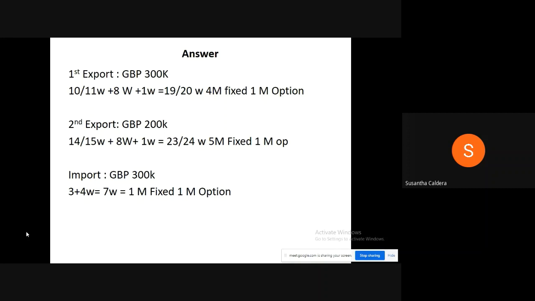That's also correct. Okay, now let's look at the rates. Dollar LKR at premium or discount? Premium. Then GBP dollars, all months, discount. All months discount. Right? Okay, fine. Then first export, 4 months fixed, 1 month option. US dollar LKR 113.80, 114.0, 115.20. Did you get the answer? Those who did it got the answer.